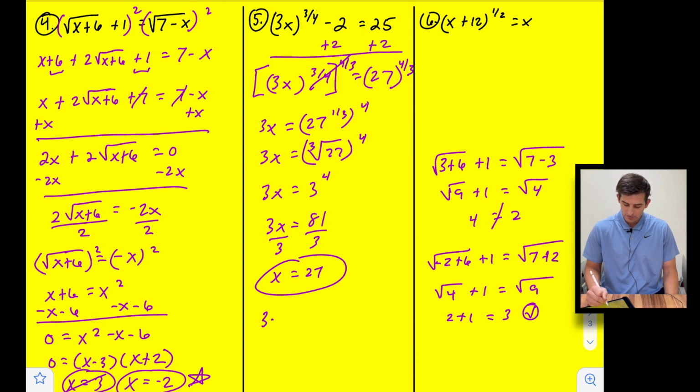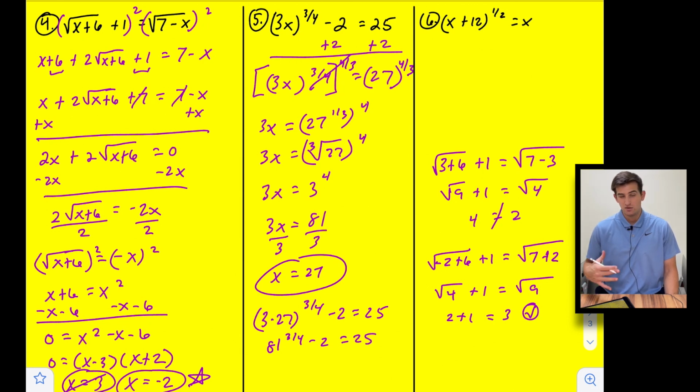So we would do 3 times 27, and we're going to raise that to the 3/4 power minus 2, and that should equal 25. So 3 times 27, we know that's 81. So 81 to the 3/4 minus 2 equals 25. Well, 81 to the 3/4, that would be like 81 to the 1/4 and then cubed. So the 4th root of 81, and that's going to be a 3, and 3 cubed would be 27. So that checks out. Our solution is 27.